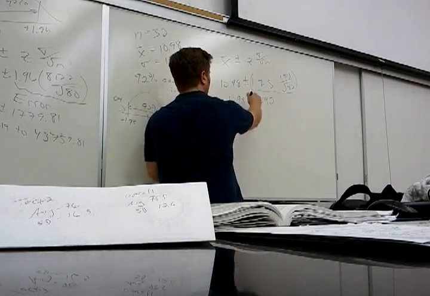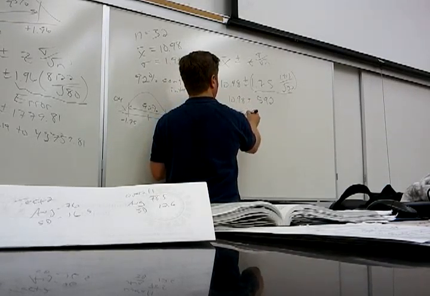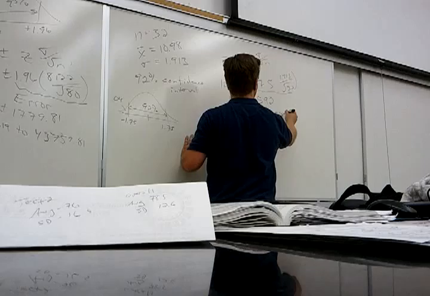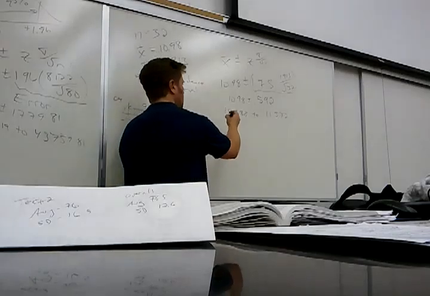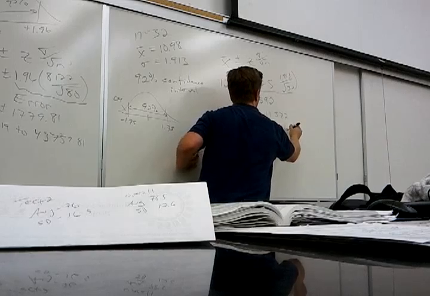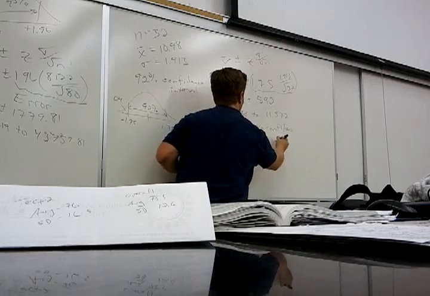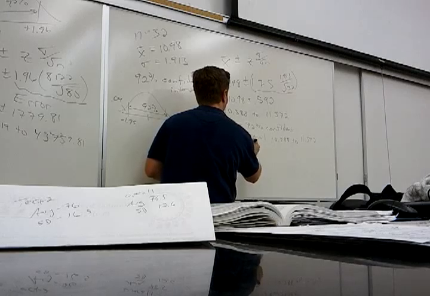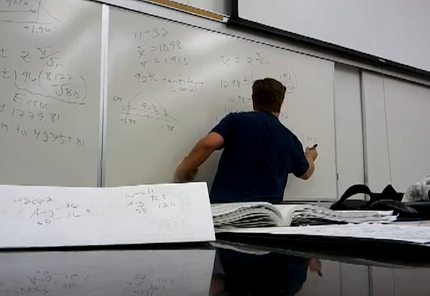Or I could say it's anywhere from, what would it be, Jeff? 10.388? Is that right? Yeah. To 11.572? So you'll love this. Here's the last thing. We are 92% confident that the interval 10.388 to 11.572 contains the true mean shoe size.